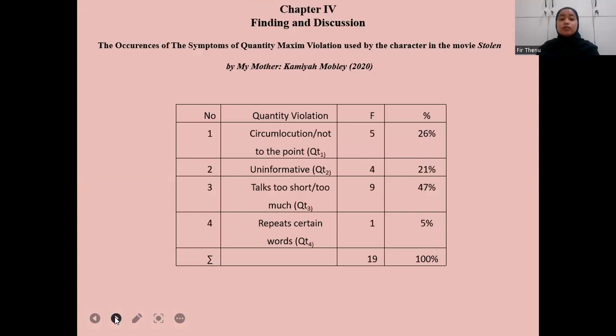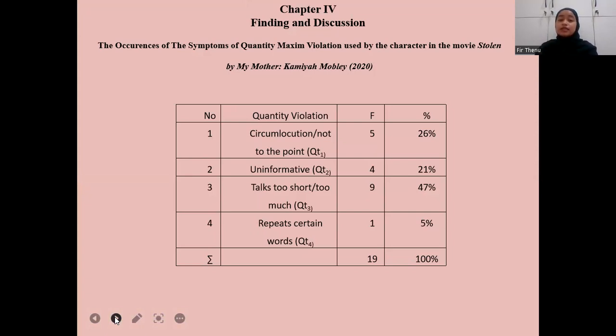And we come to the findings and discussion. For the findings, the researcher found occurrences of quantity maxim violation used by the characters in the movie Stolen by My Mother: Kamiyah Mobley (2020). For the quantity maxim, the characters violated the maxim 19 times.